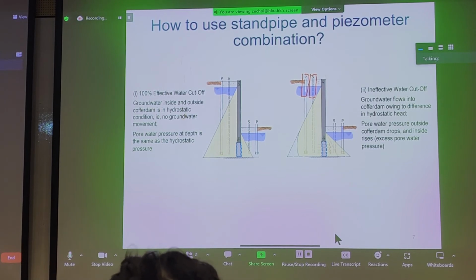Well, we would see a hydrostatic profile look like this, but you would see some alleviation of pore pressure effect on the wall where the flow is. That's essentially how it works.